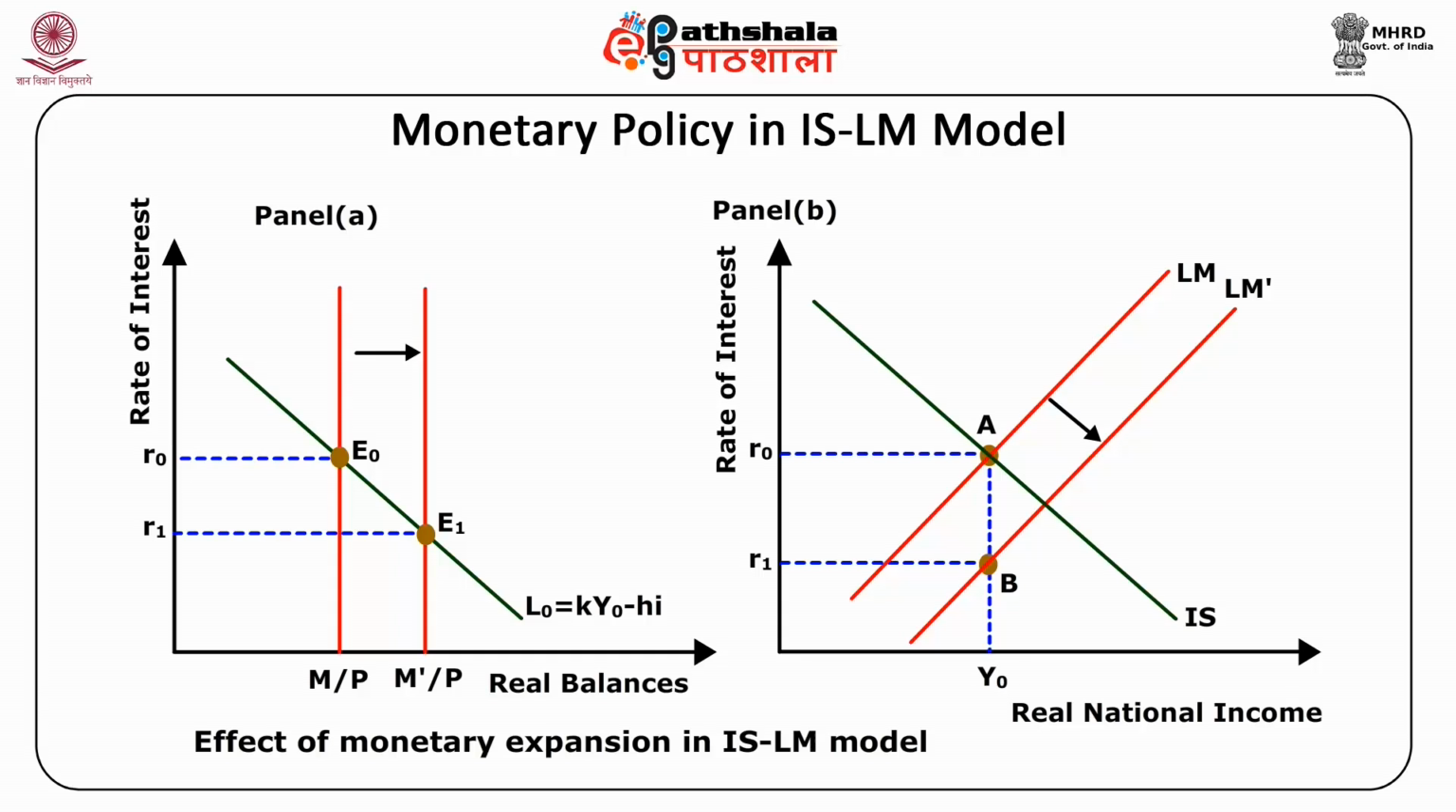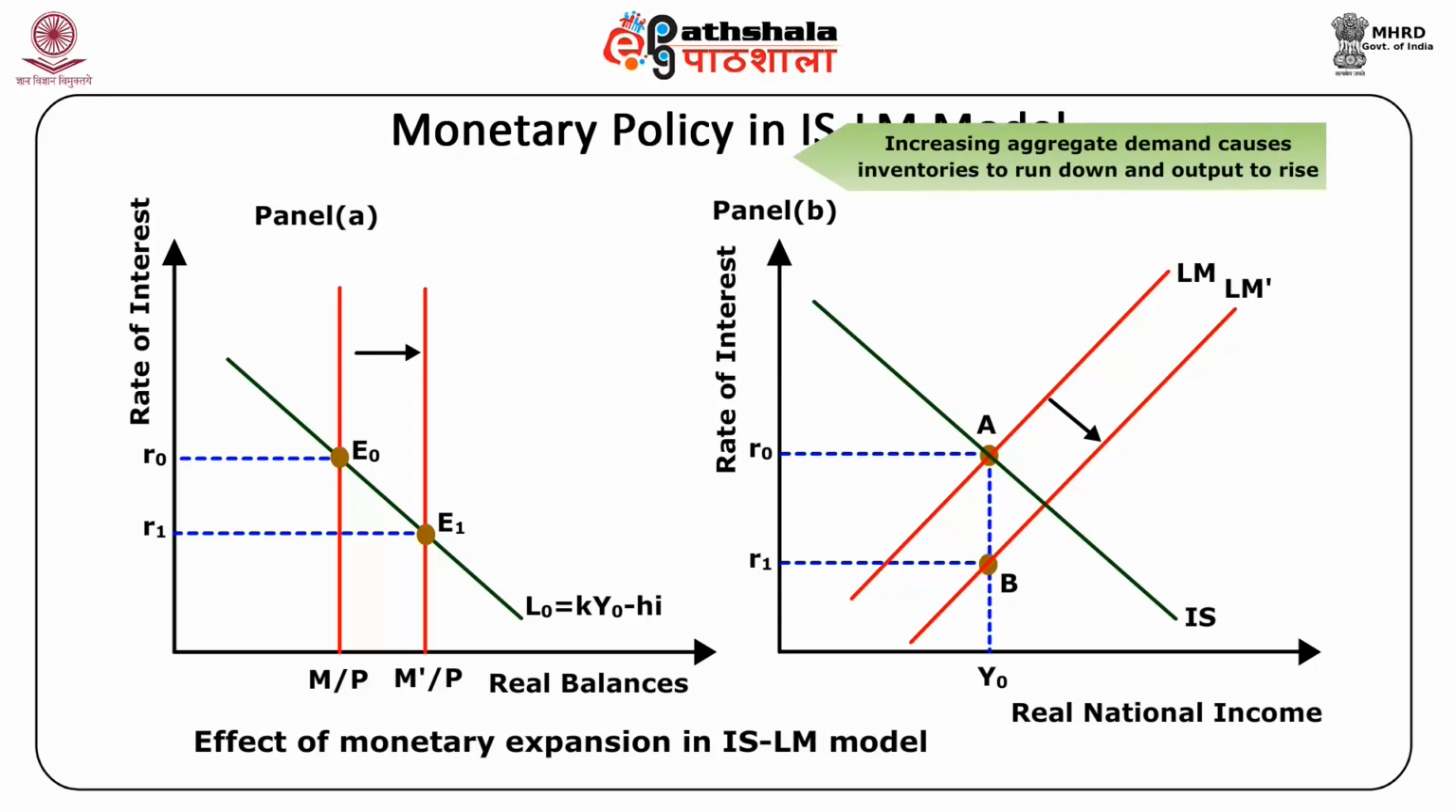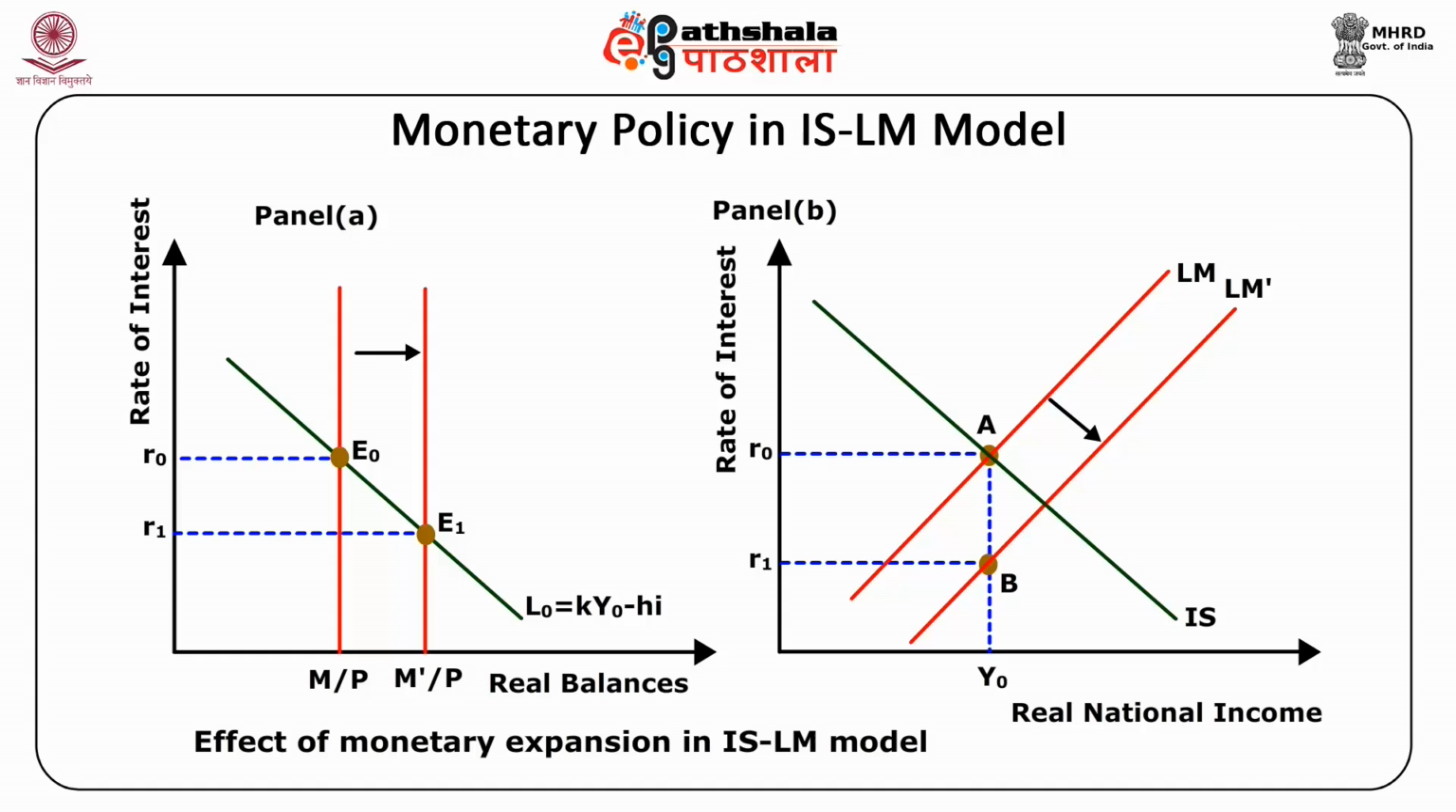However, at this point, the goods market is not in equilibrium. There is an excess demand for goods at point B in panel B of the figure. At point B, the lower interest rate stimulates investment. Increase in investment causes aggregate spending and income to rise. Increasing aggregate demand causes inventories to run down and output to rise. The economy starts moving up along the LM'.